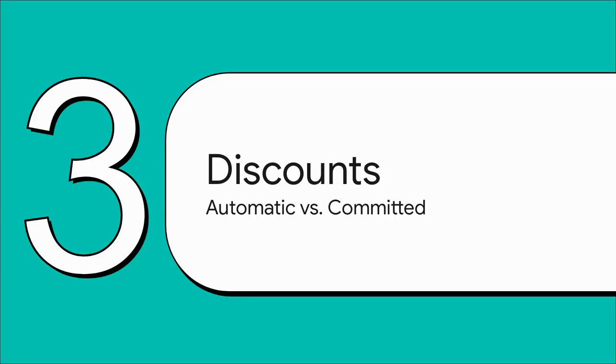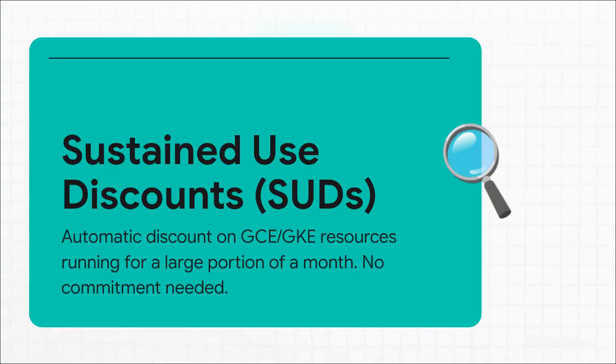So once you've right-sized everything and cleaned house, we get to the next level of savings. And this is all about discounts. GCP has two really powerful but really different ways you can save money. First up, you've got sustained use discounts, or SUDs: an automatic discount applied to GCE and GKE resources that run for a significant portion of a billing month. No commitment required. Just think of these as the easy button for savings. You literally don't have to do anything. If you run a VM for more than a quarter of the month, Google just automatically starts giving you a discount. The longer it runs, the deeper the discount.